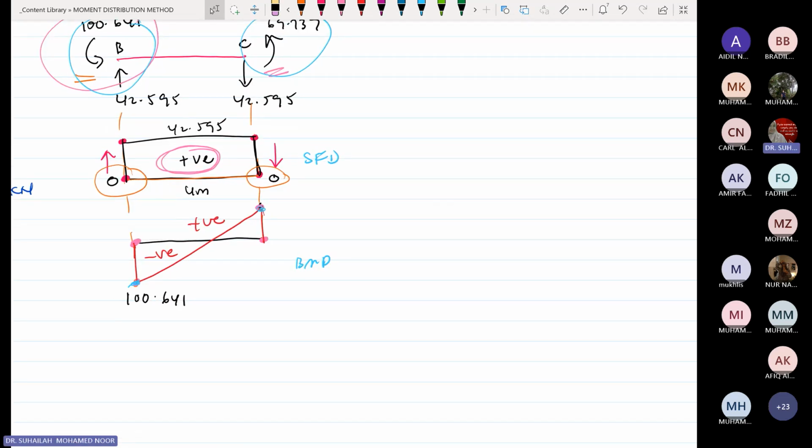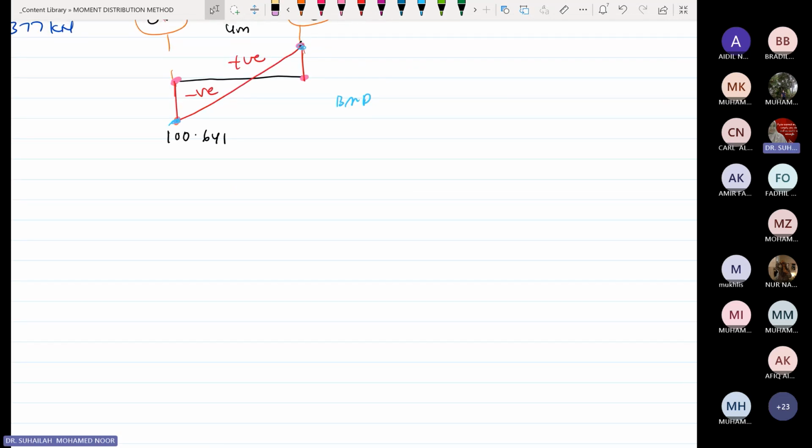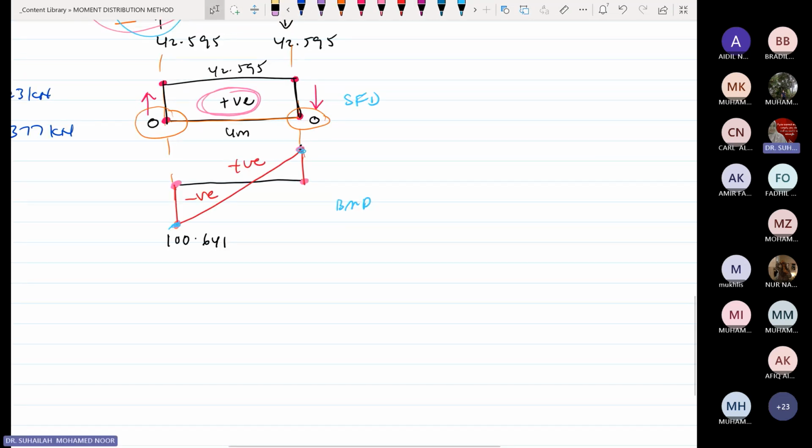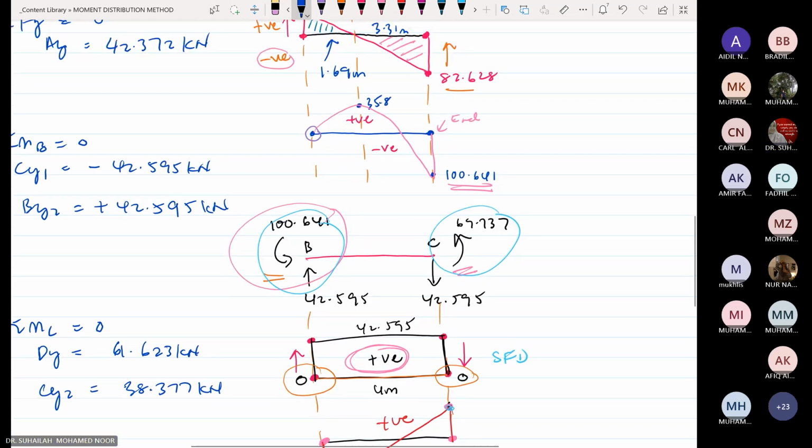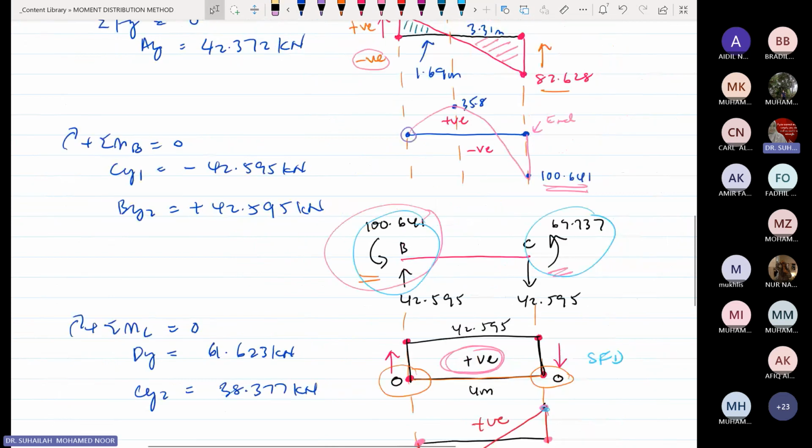Okay, saya sambung bawah ni, nanti saya susun balik. Okay, so now member CD. Member CD. Ada point load 200, 3 meter, 3 meter. Okay, reaction we get CY2. 200 ke 100? 100.